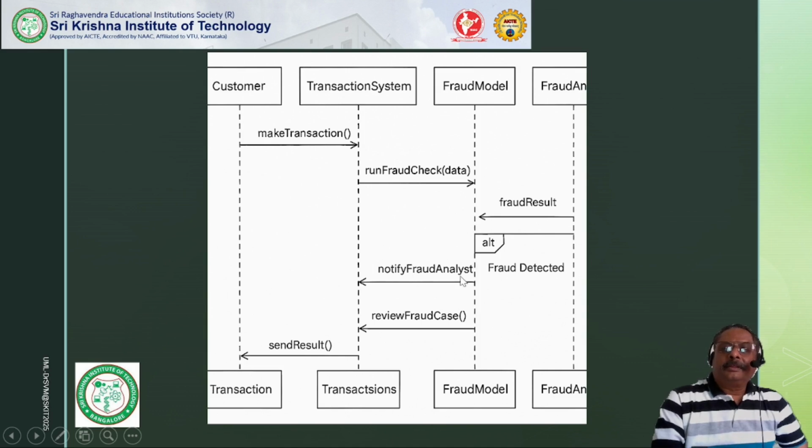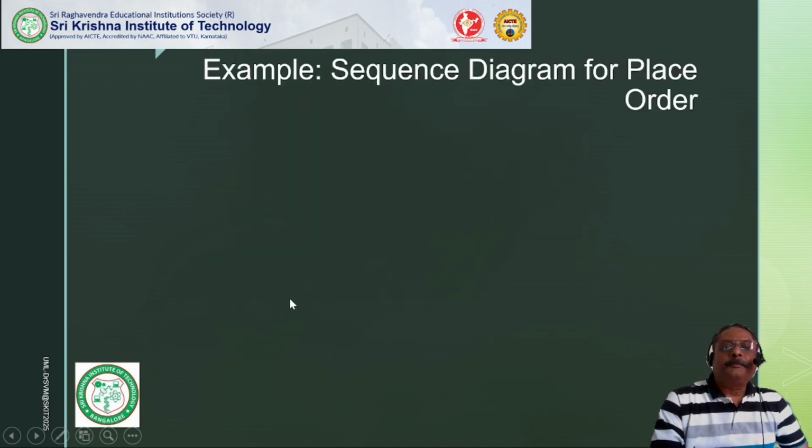So notify the fraud analyst, then the review fraud case is sent back to the transaction system, and whatever has come back, it may be fraud or it may be not fraud, this result is finally sent back to the customer by the transaction system. So we can see that these are the various actions going on. Messages are being transferred from one object to another object, and at the same time the timeline is also shown here.